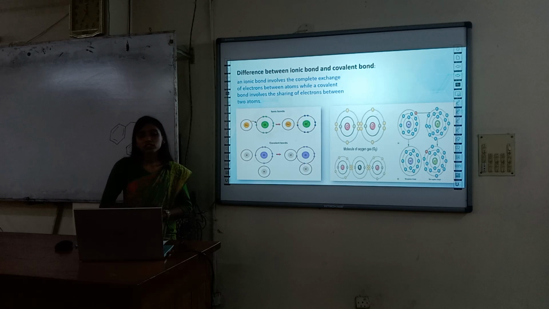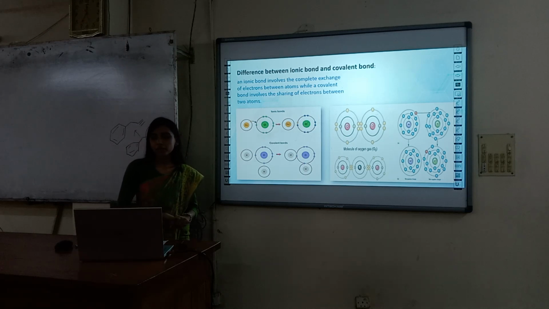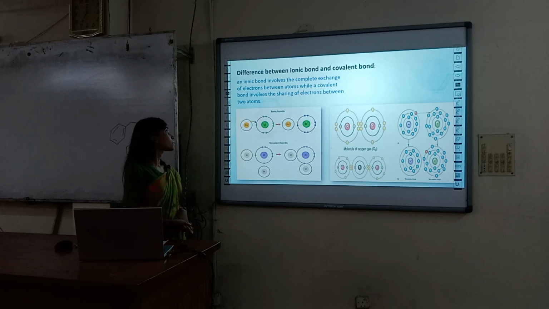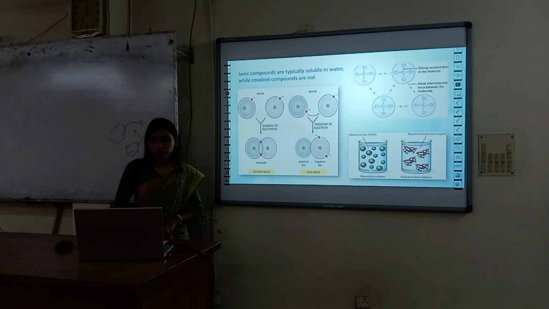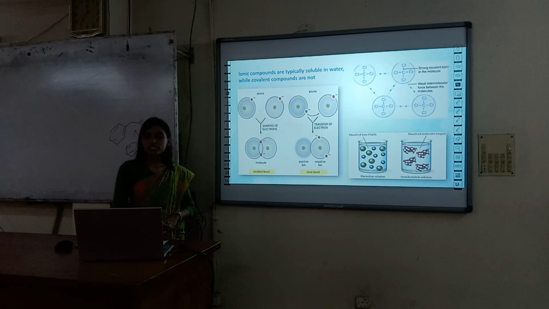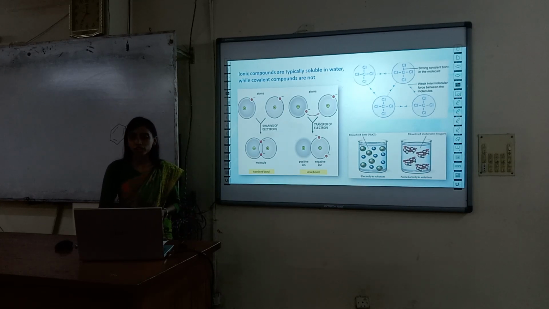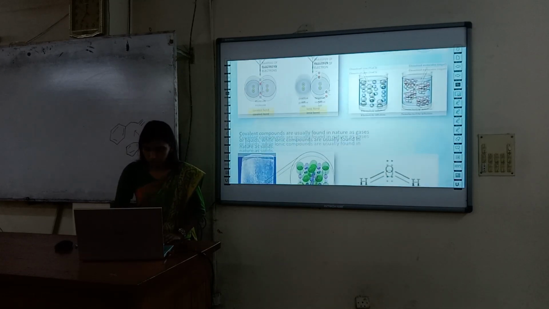So we will discuss the difference between ionic bond and covalent bond. An ionic bond involves the complete transfer of electrons, whereas covalent bonds share electrons between two atoms. Next, ionic compounds are typically soluble in water. That means they are polar, and covalent compounds are not. That means they are basically non-polar.